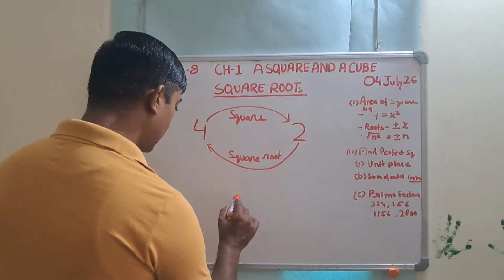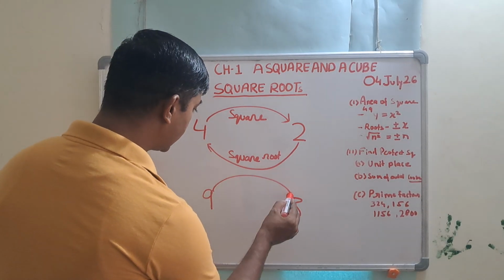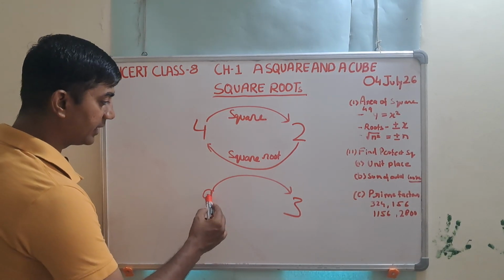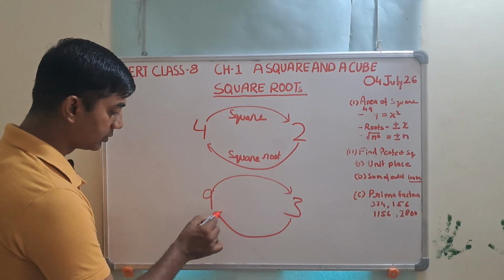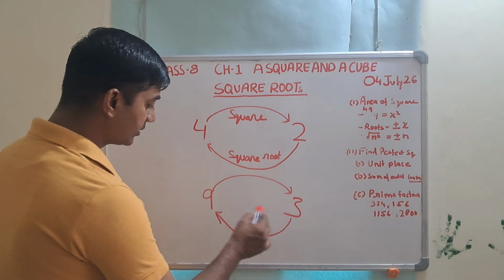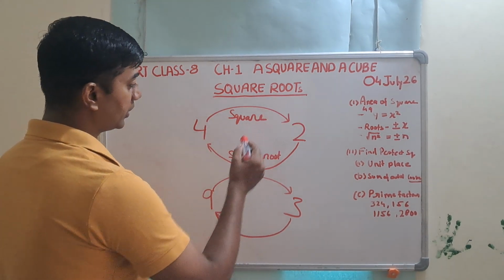The same way, 9 and 3. How is 9 related to 3? 9 is square of 3. And how is 3 related to 9? 3 is square root of 9. So this is our square root.